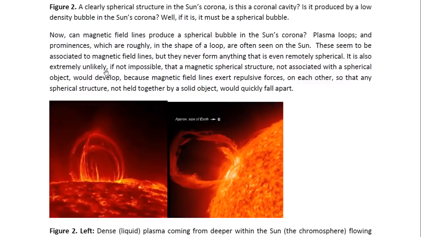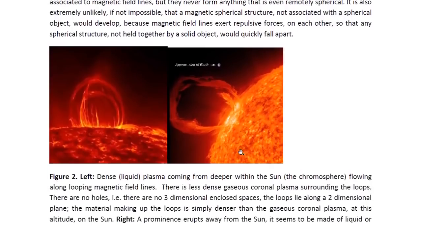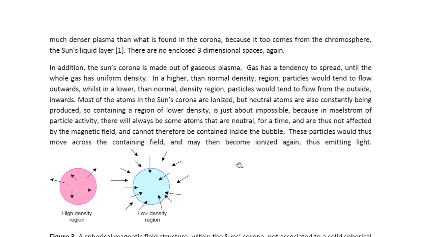And it is also extremely unlikely, if not impossible, that a magnetic spherical structure not associated with a spherical object would develop, because magnetic field lines exert repulsive forces on each other, so that any spherical structure of magnetic field not held together by a solid object would quickly fall apart, because they would just flow past each other as they repel each other. Now, in addition, the sun's corona is made out of gaseous plasma.